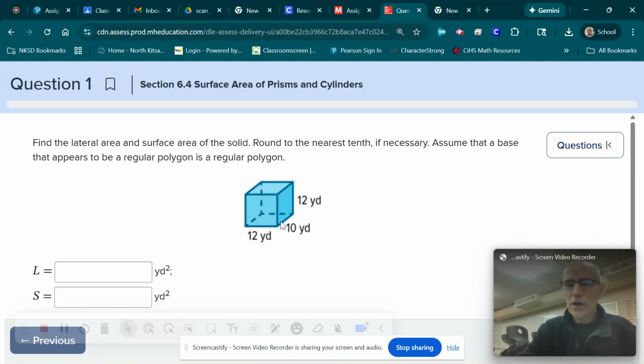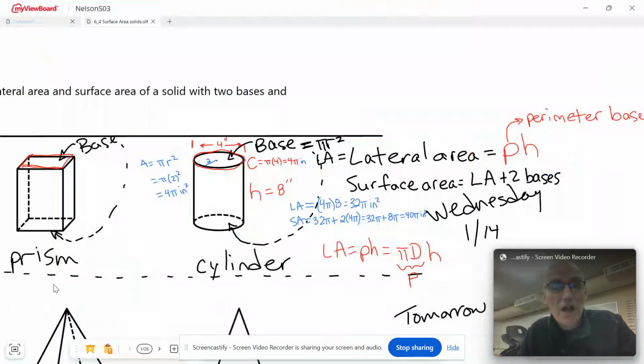So you have to look at the picture, and you have to kind of say, okay, well, I think the author is saying the top base is right up there, and the bottom base is right down there. And then when they put an L down, they mean what I have in my notes as LA, lateral area.